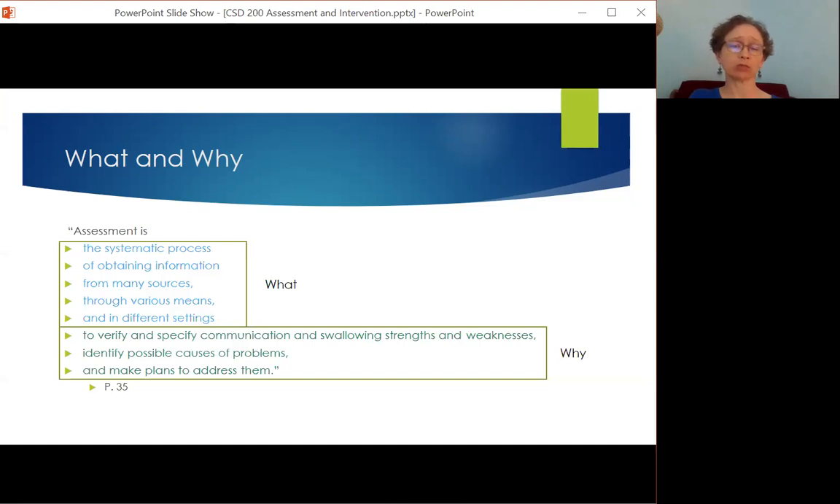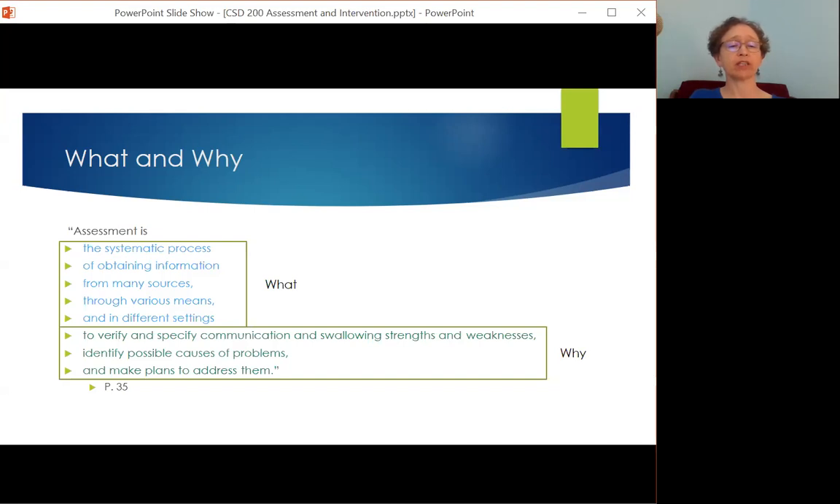So in speech language pathology, assessment is definitely a systematic process. It's carefully planned and has specific goals. And the rest of the what tells us how we do that in terms of we use a variety of sources, means, and settings. We're looking to capture communication in a broad way to really clearly describe the person's communication profile. And the why, we have specific goals when we're assessing.